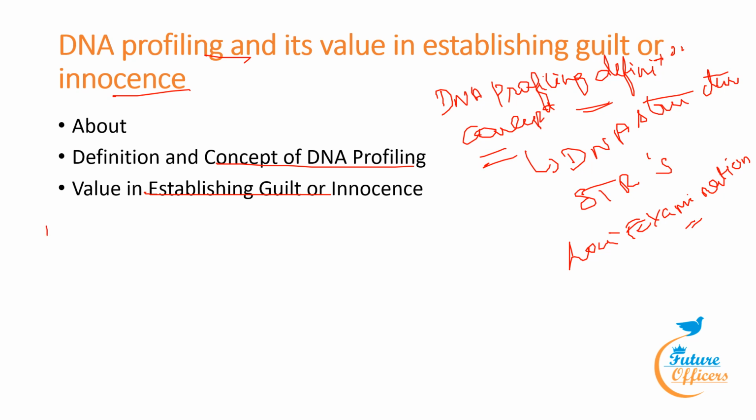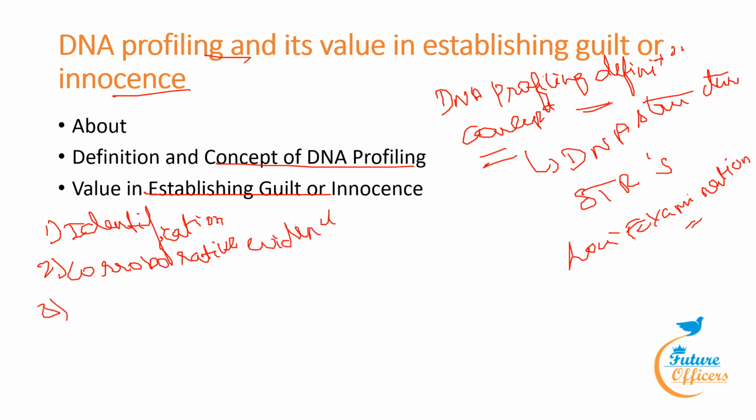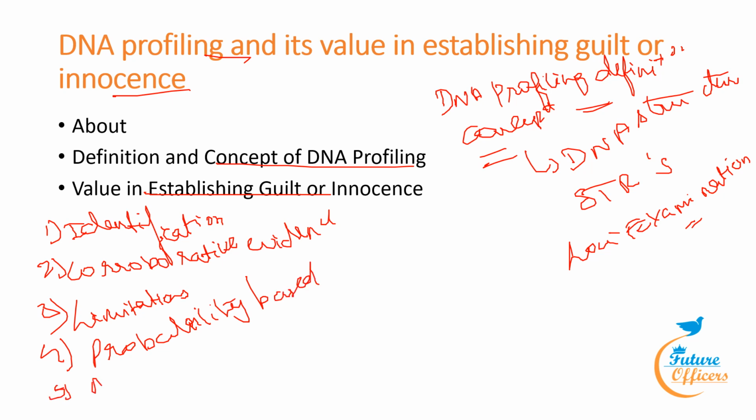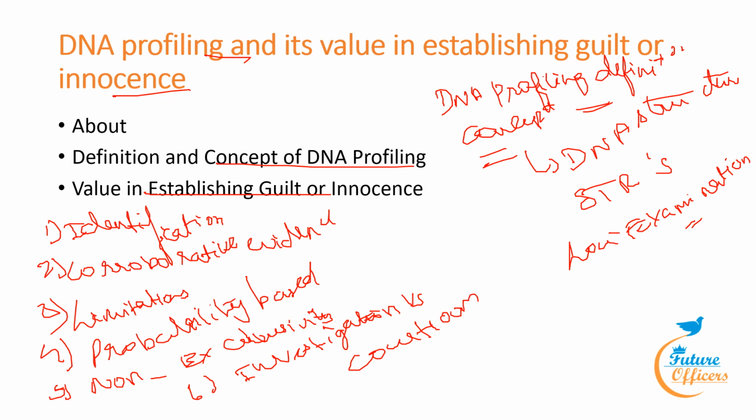In this, we'll be seeing about identification, corroborative evidence, limitations, probability based, non-exclusivity, investigation versus courtroom. So, under identification, we will be seeing that DNA profiling is a powerful tool for identifying or excluding suspects in criminal investigations by matching DNA from a crime scene with potential perpetrators.